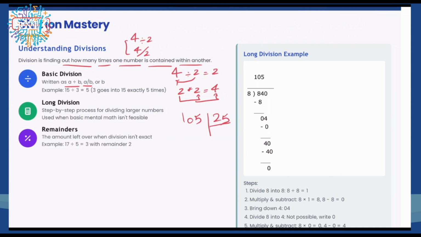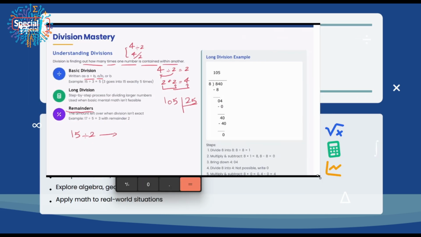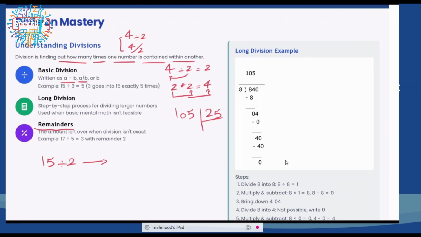Another thing that we do have is about remainders. What does that mean? Imagine that you do have 15 divided by 2. Obviously, if you do that in your calculator, you can see a number which is going to be... Let's just do it right now, shall we? 15 divided by 2. 7.5. So as you can see over here, I do have the 7.5 as my final answer.